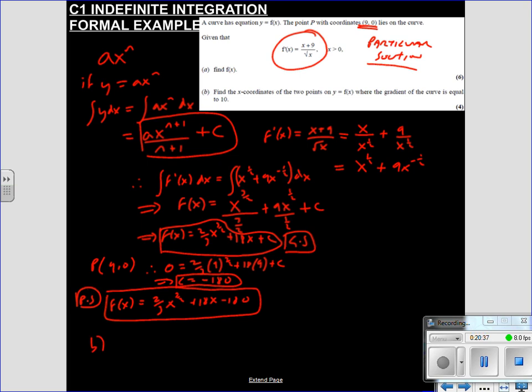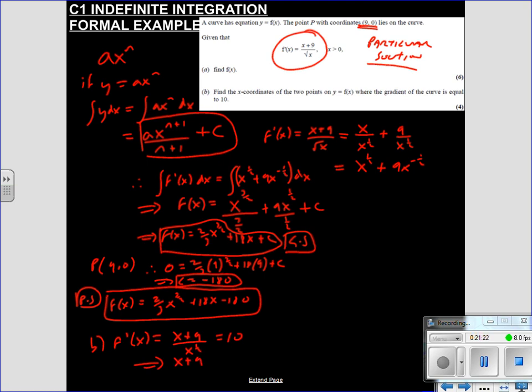Part B, find the x-coordinate of the 2 points on y equals f of x where the gradient of the curve is equal to 10. So be very careful. In C1, they're always mixing up between differentiation and integration. As soon as it mentions gradient, we're talking about dy by dx, aren't we? We're talking about when the gradient is equal to 10. So when f dash of x is equal to 10. So f dash of x equals x plus 9 over x to the half equals 10. What are the points where this thing equals 10?